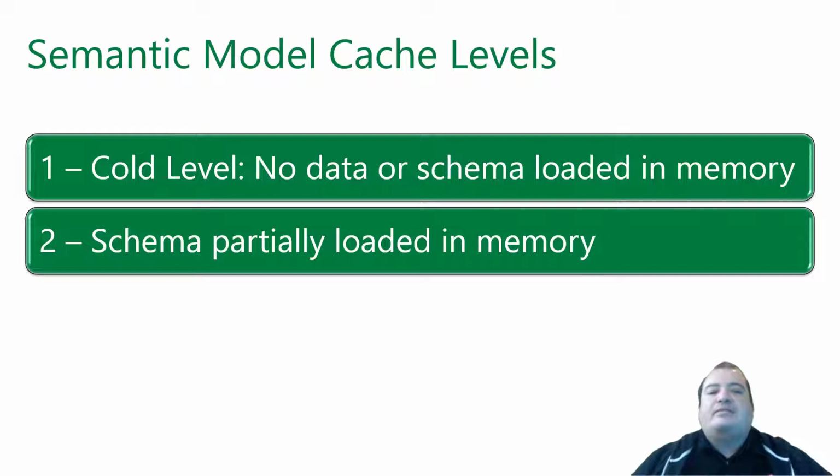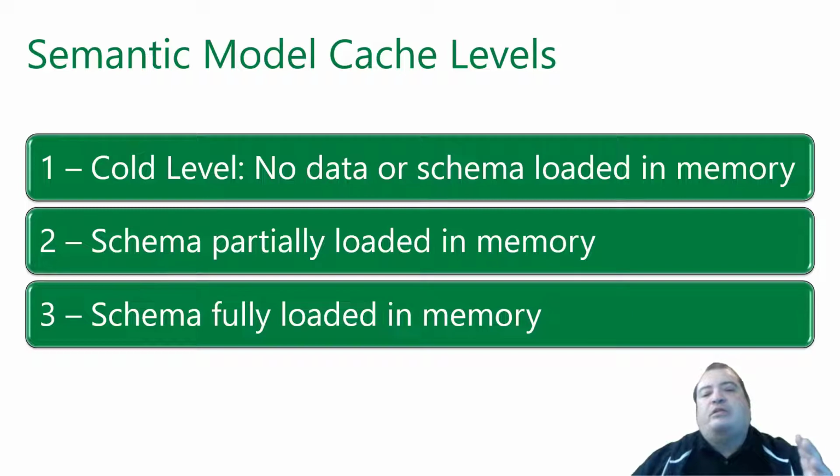Second level, the schema may be partially loaded in memory. Why would a schema be partially loaded in memory? Because schemas are loaded in memory on demand. If a query using part of what we need was executed before, the schema for our query may be partially loaded in memory, resulting in level 2 of cache. Level 3, the schema fully loaded in memory. Everything we need for our query was loaded in memory before.